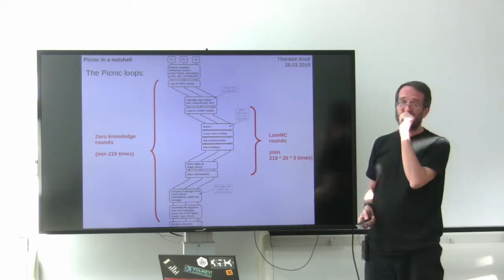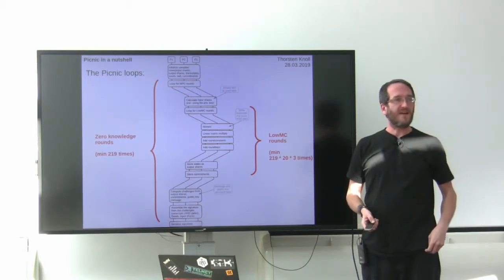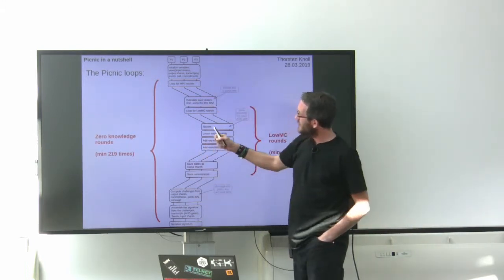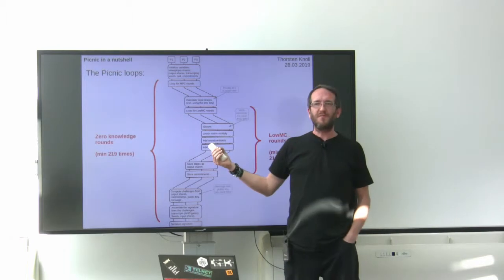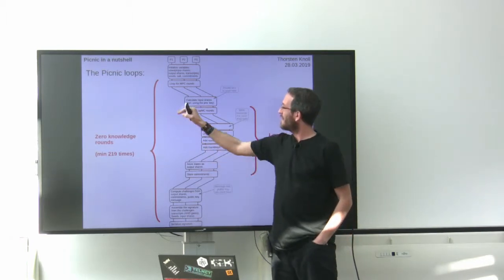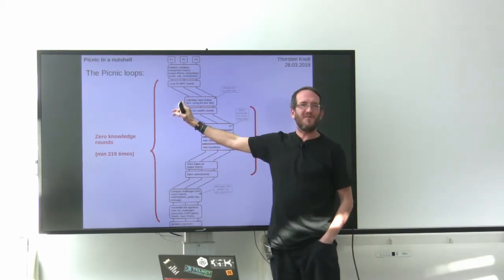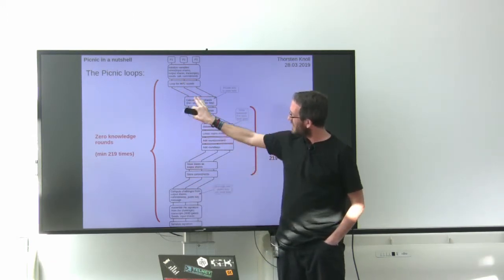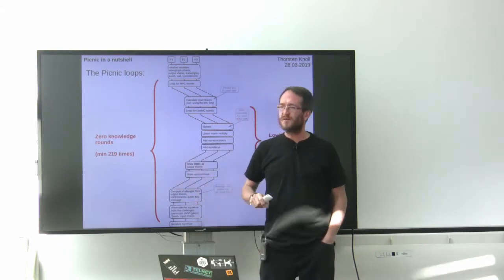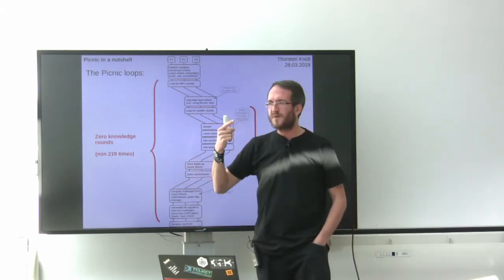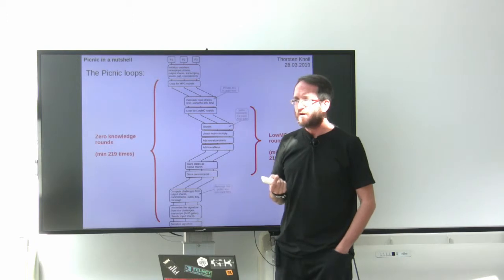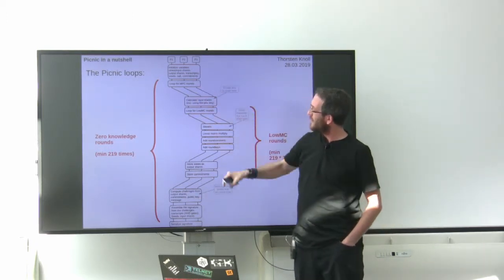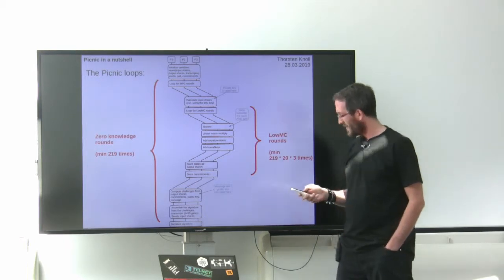Now we're nearly done. This is the whole Picnic thing. This is a schematic of the code of Picnic, and you see, as I got used to Python, I indent things for having loops. So from here to there, all this thing is a big loop. It's the zero knowledge round loops. As I said, zero knowledge has to be performed multiple times for the cheating probability. This is the big loop, the MPC loops, multiplayer computation loops.